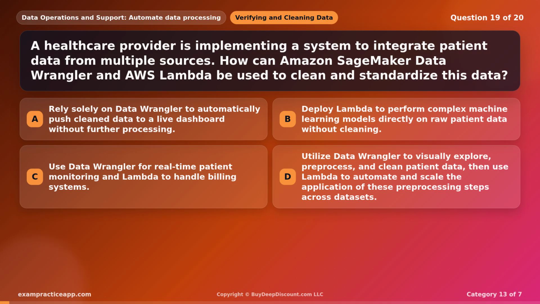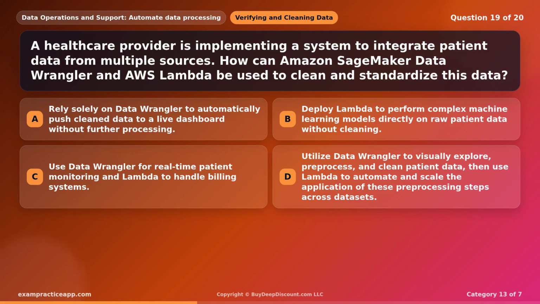Question 19. A healthcare provider is implementing a system to integrate patient data from multiple sources. How can Amazon SageMaker Data Wrangler and AWS Lambda be used to clean and standardize this data? Option A. Rely solely on Data Wrangler to automatically push clean data to a live dashboard without further processing. Option B. Deploy Lambda to perform complex machine learning models directly on raw patient data without cleaning. Option C. Use Data Wrangler for real-time patient monitoring and Lambda to handle billing systems.